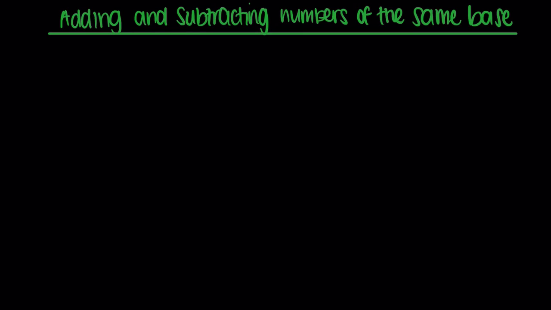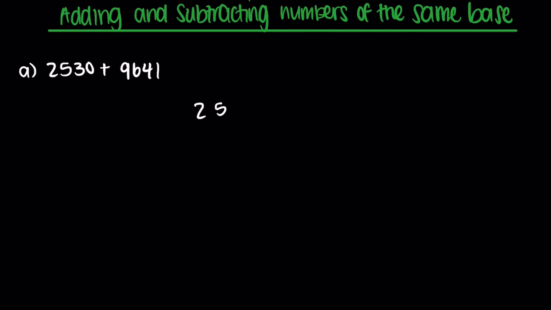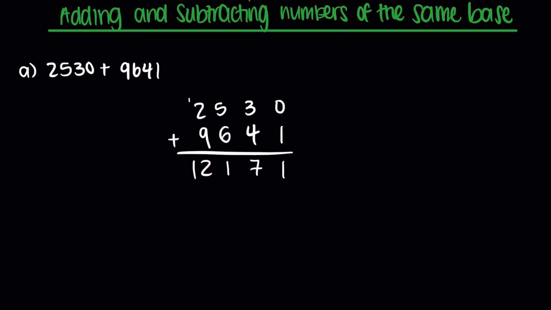We're all familiar with adding denary numbers, which I'll remind you are numbers in base 10. So let's say we have 2,530 plus 9,641. We add 0 and 1, which is 1, 4 and 3, which gives 7. The sum of 6 and 5 is 11, so we leave the 1 and bring over 1, which we'll then add to 2 and 9, giving us 12. And so the answer is 12,171.